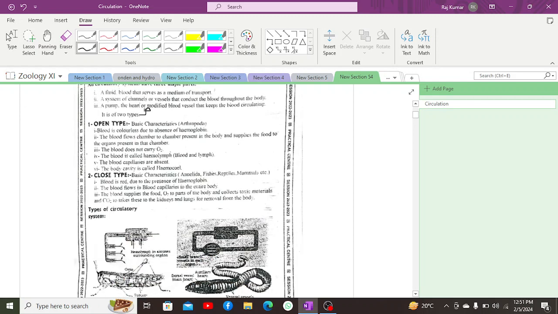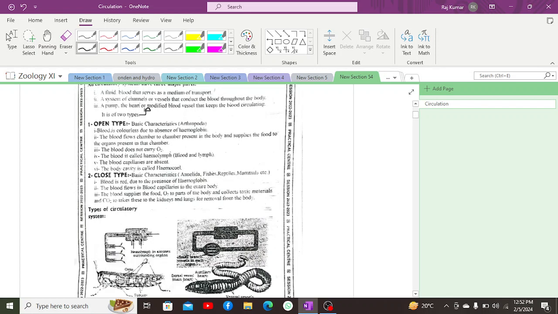Now circulation is of two types: open type circulation and closed type circulation. Open type circulation was first seen in arthropods. Closed type circulation was first seen in annelida. Open type circulation is the one in which there are no blood vessels involved, and there is no distinction between the blood and the tissue fluid, interstitial fluid, or intercellular fluid. Likewise, closed type circulation is the one in which blood vessels are involved, and there is a distinction between the blood and the interstitial fluid, tissue fluid, or intercellular fluid.